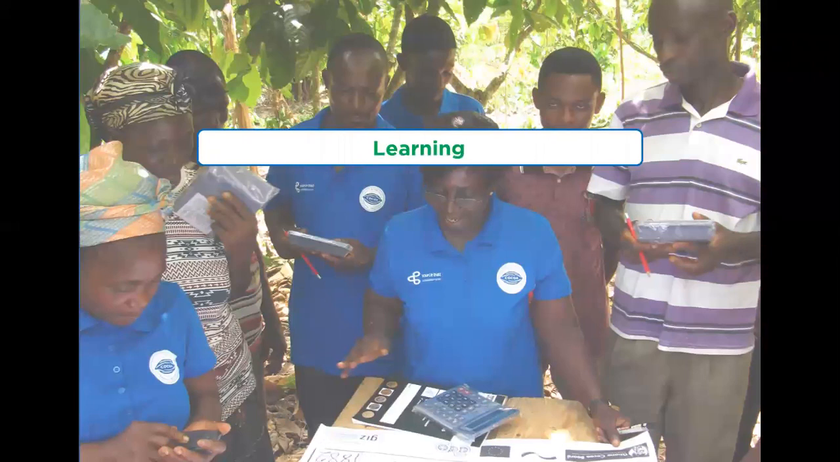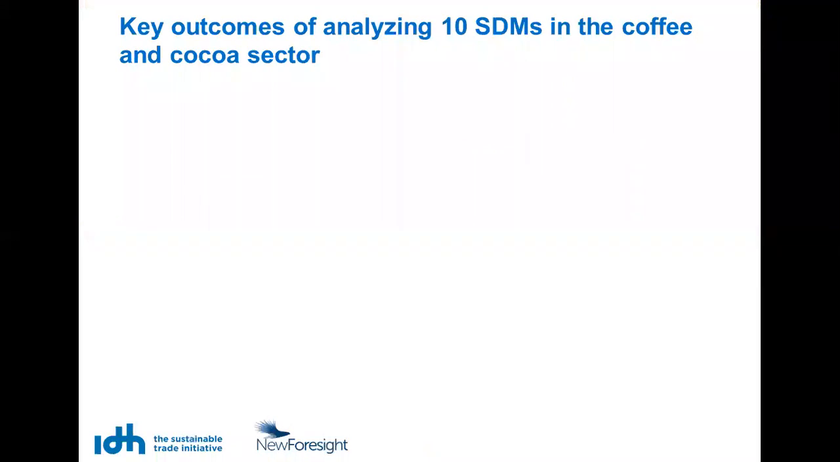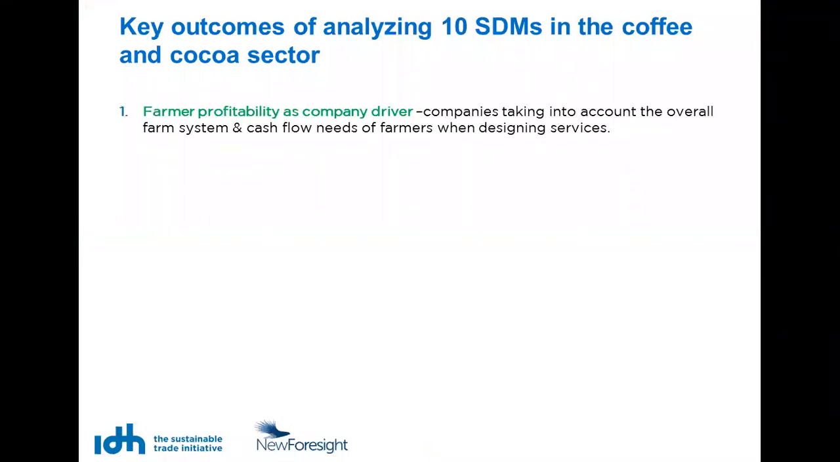Since we have done a couple of cases, we also have some learnings which we would like to share with you. Having done a number of cases in coffee and cocoa, there are some key outcomes which we would like to share with you. First key outcome is that besides companies focusing on farmer productivity, there's more and more attention also to farmer profitability.